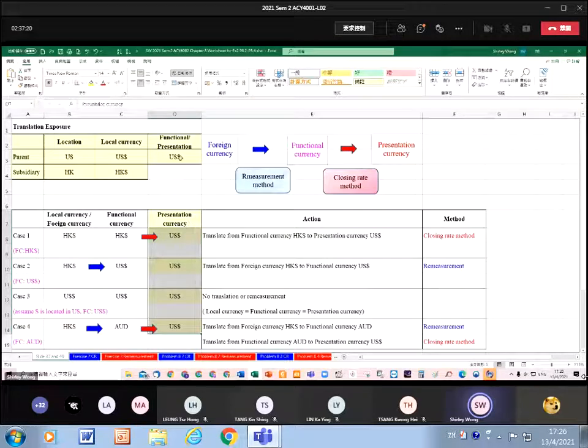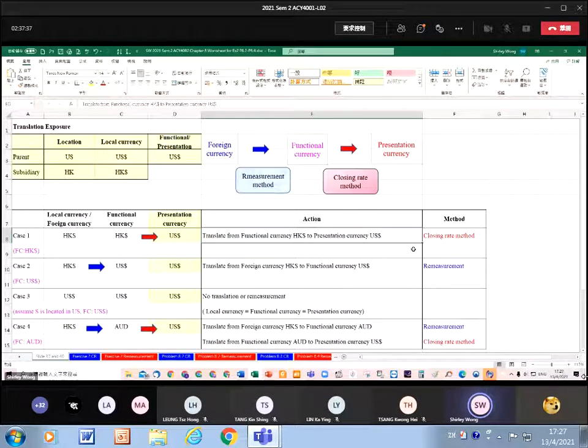For the presentation currency, they must follow the US. They must follow the US. Therefore, they only have the right to choose functional currency as Hong Kong dollar. So at this moment, they need to translate their Hong Kong dollars into US dollar. That means translate from foreign functional currency to presentation currency. Therefore, they will use closing rate method for case 1.